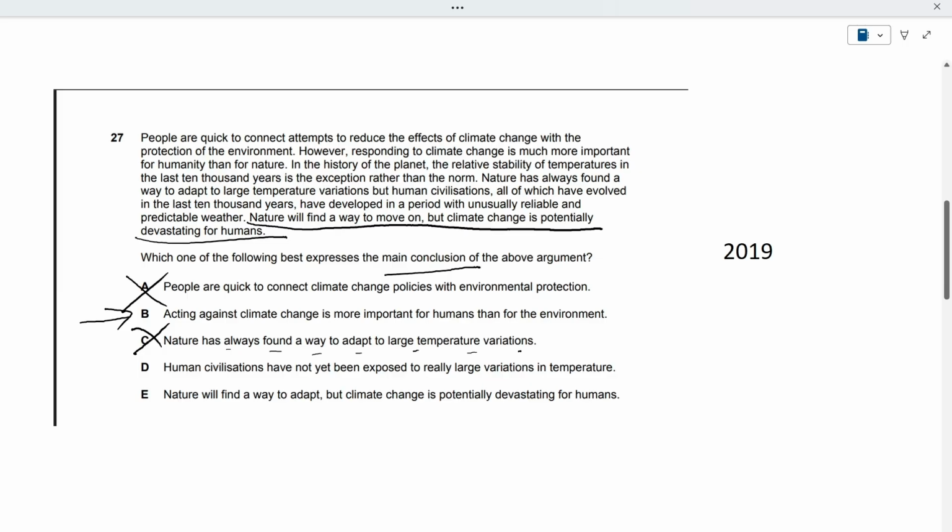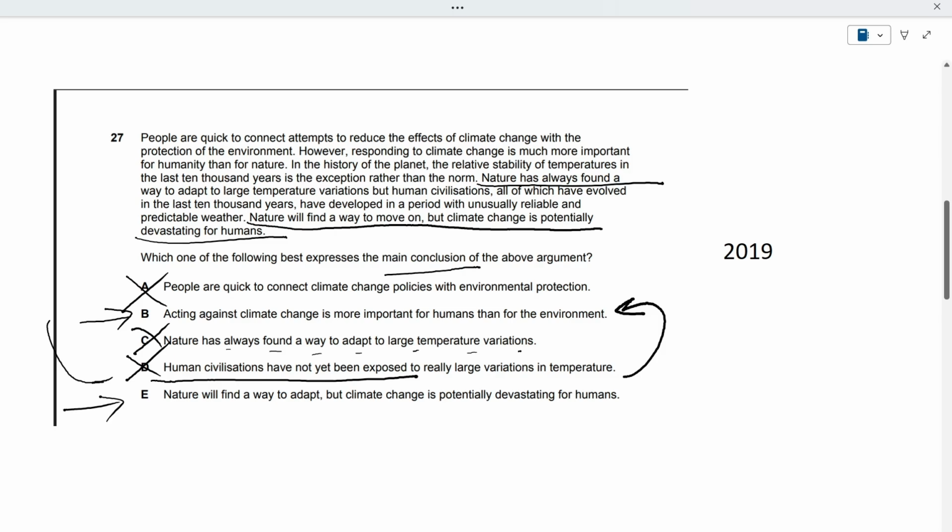D, human civilizations have not yet been exposed to really large variation in temperature. Again, that doesn't seem to be the overarching conclusion of this passage, which is talking about how nature has found a way, but humans haven't, basically. It doesn't necessarily focus on whether they've been exposed to this or not. And again, you can go D, therefore B, which works, but B, therefore D doesn't work, so you can rule D out. And E, nature will find a way to adapt, but climate change is potentially devastating for humans.